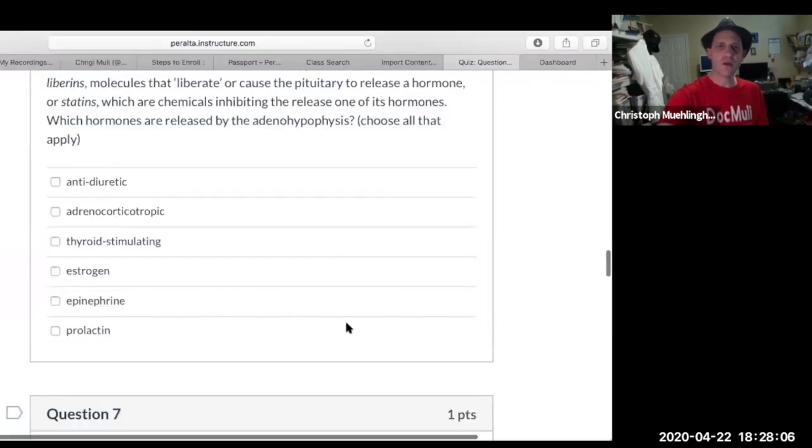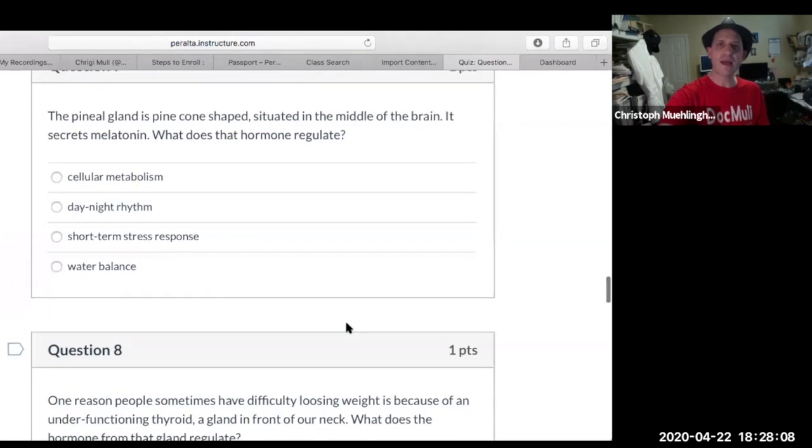Keep moving right along. The pineal gland is a pine cone shaped gland situated in the middle of the brain. It secretes melatonin. What does melatonin regulate?